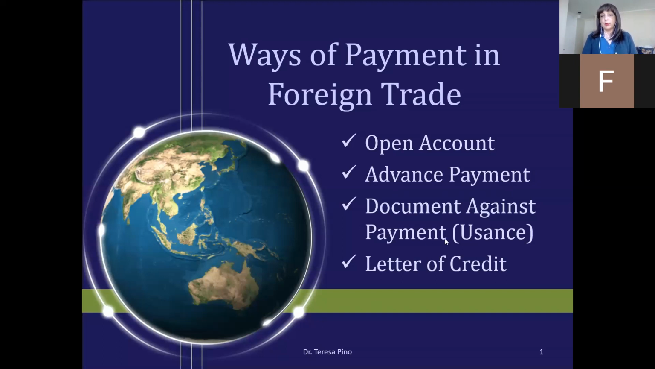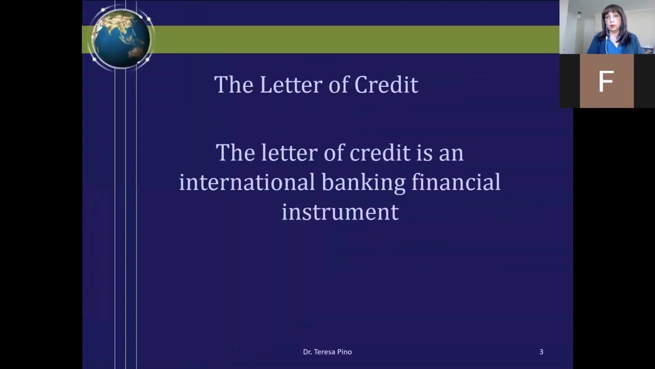And then we have documents against payment, that is also known as COD. Okay, so charge on delivery, that's what it means. That means that you receive the merchandise, but in order for you to get the merchandise, you have to pay immediately. Otherwise, the merchandise is going to be seized. That is another way that also exists. It depends on the deal. And we are going to be focusing on the letter of credit, as I said before. The letter of credit is an international banking instrument that assures both parties to get what they're aiming for, money and merchandise.